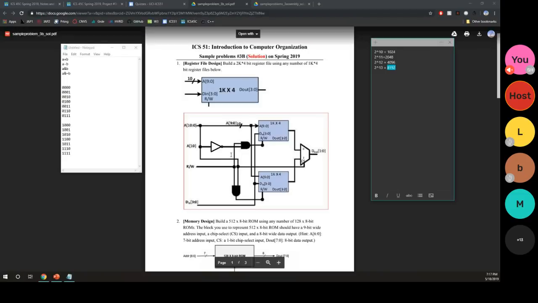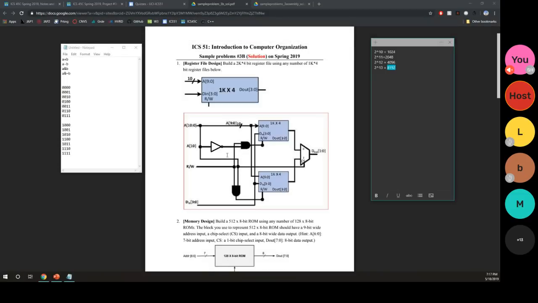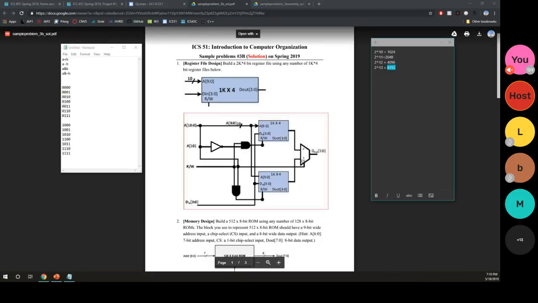So the most significant bit goes to both this one and this one, and then the read and write signal goes to this one and this one as well. They're not technically connected to each other. Yeah, it's from the read write. The CS is the chip selector. I'll explain that in a second when we get down to that question.